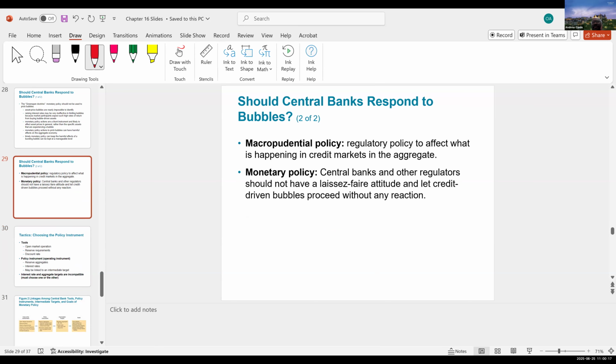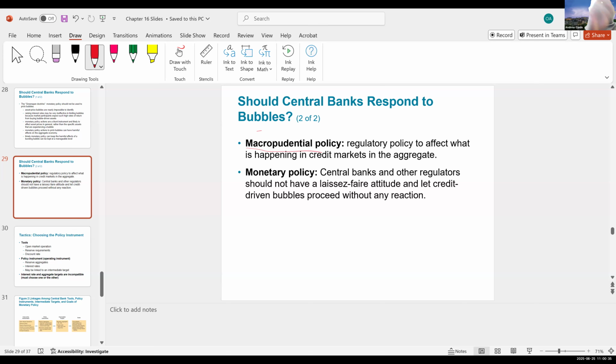Should central banks respond to bubbles? That's a question of our time. The debate over whether central banks should respond to bubbles or not continues at the U.S. central bank up to today, even among economists.